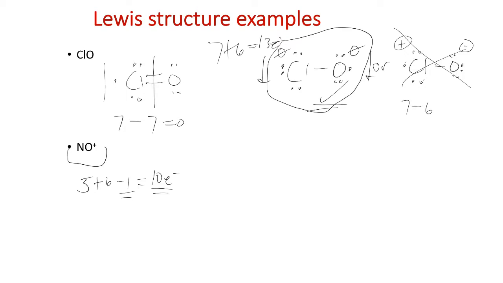Now for diatomic molecules, we have to satisfy the octet rule when it's possible, meaning we're satisfying the octet rule for both atoms. There's no way around this. Now, for some molecules, remember like BF3, we're not satisfying the octet rule necessarily.